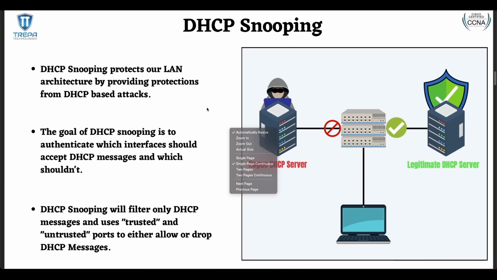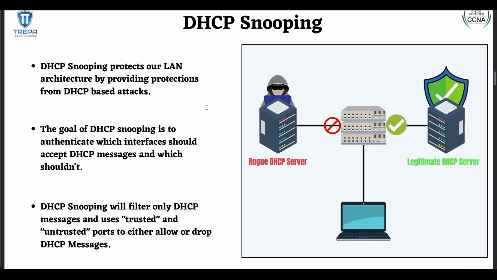Okay, so now to start this off, let's cover DHCP snooping. DHCP snooping protects our LAN architectures by providing protections against DHCP-based attacks. If you're following this course in order, we went over DHCP in section 6, we went over our services. DHCP is how we dynamically assign IPv4 addresses. This takes a DHCP server and also clients to actually request from the DHCP server.